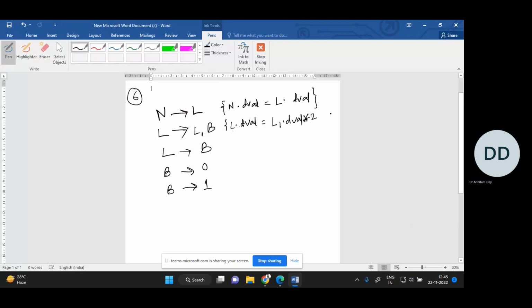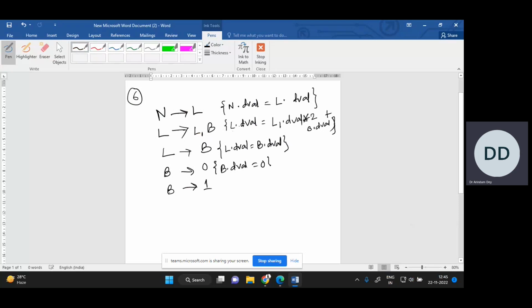L.dval equals L1.dval multiplied by 2 plus B.dval. For a single B, L.dval equals B.dval. For B going to 0, B.dval equals 0. For B going to 1, B.dval equals 1. So these are the semantic rules I have written explicitly for all the productions, right?